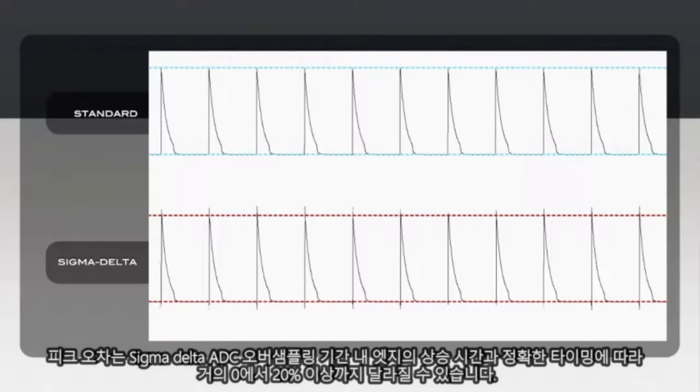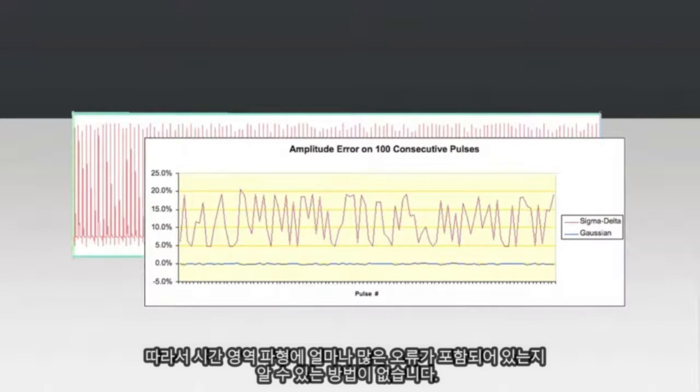The peak error can vary from near zero to over 20% depending on its rise time and precise timing on the edge within the sigma-delta oversampling period. Therefore, there is no way to know how much error is contained in the time domain waveforms.